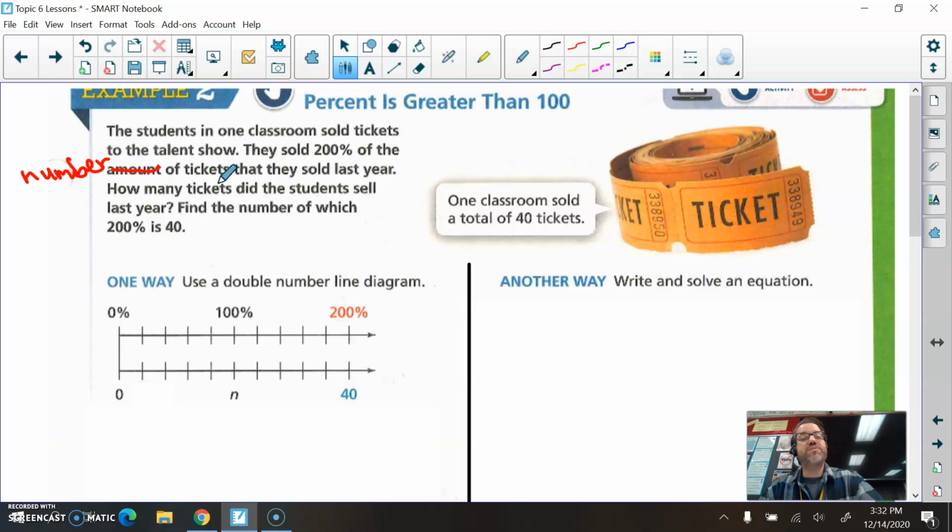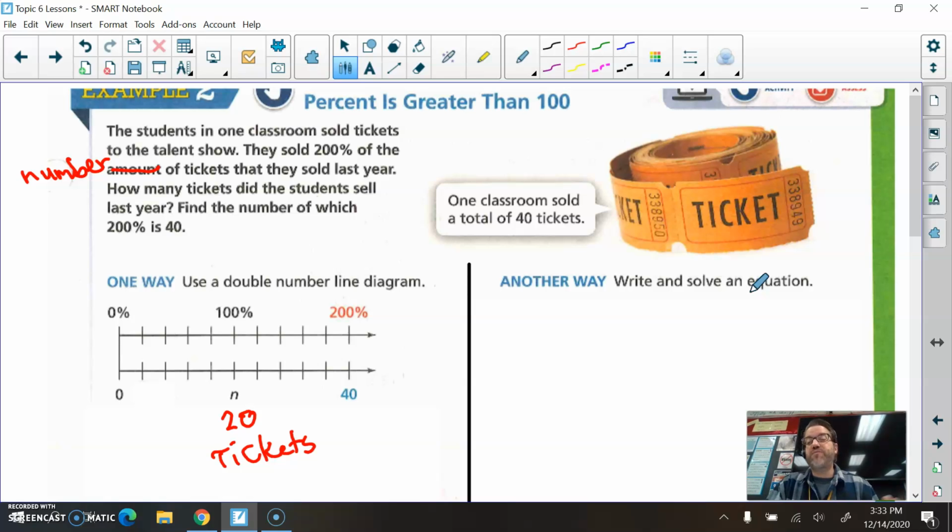All right, so they sold 200% of the number of tickets that they sold last year. One classroom sold a total of 40 tickets, it says over here. So 40 tickets is 200% of what they sold last year. So 100% would be half of that, which would be 20 tickets, right? So the number that they sold last year must have been 20 tickets. That's pretty easy to see when you have these written like this, isn't it, with these two number lines? Anyway, another way that we can do this is to write and solve an equation.